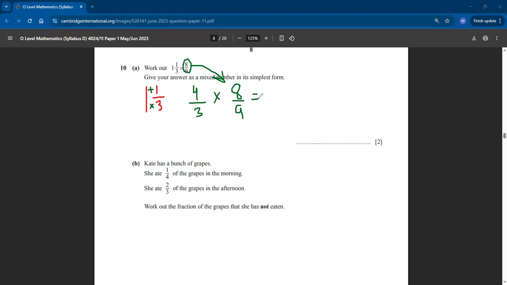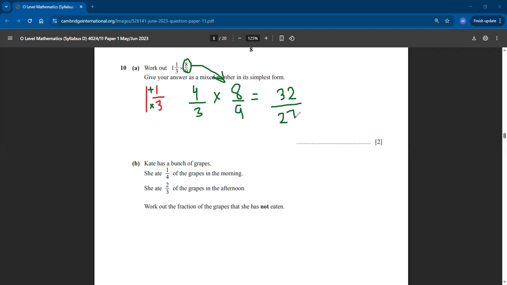We simply multiply them. So let's see if any sort of division is possible. So 4 and 3, can they be reduced? 8 and 9, can they be reduced? 8 and 3, 4 and 9, can they be reduced? They couldn't. So what's 8 times 4? 8 times 4 is 32. And what's 9 times 3? That's 27. So 32 over 27.